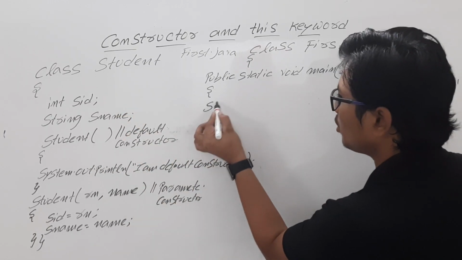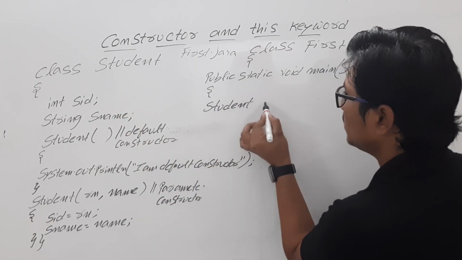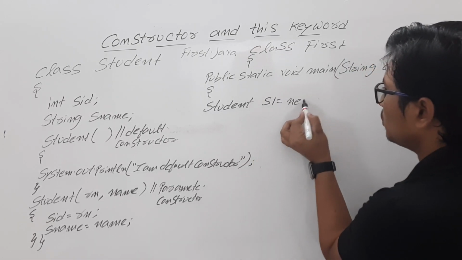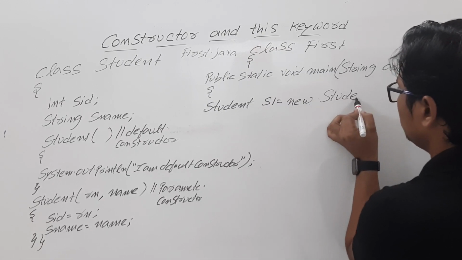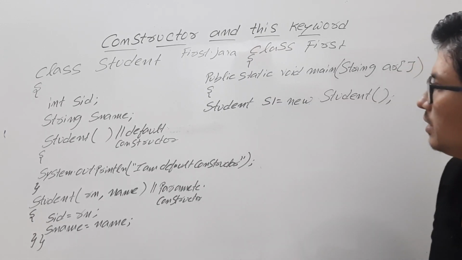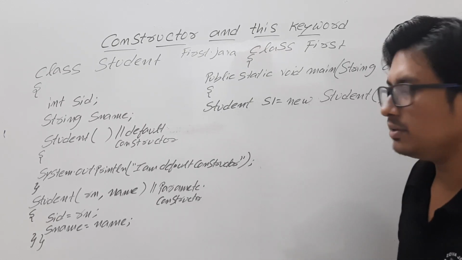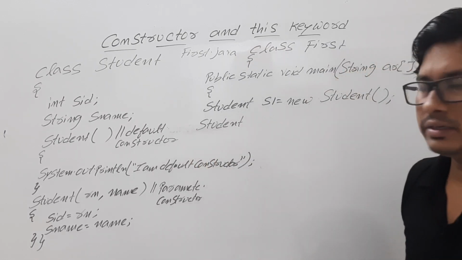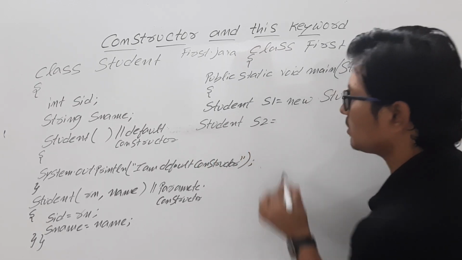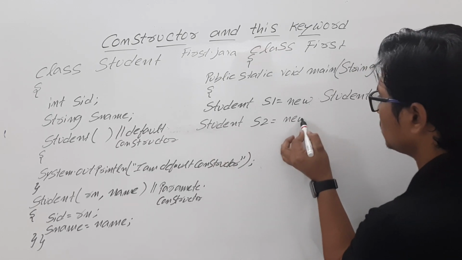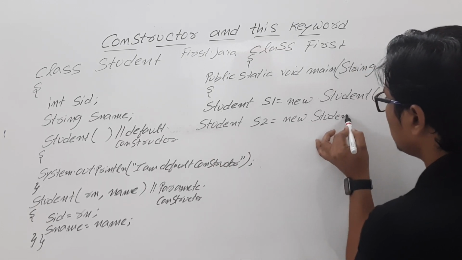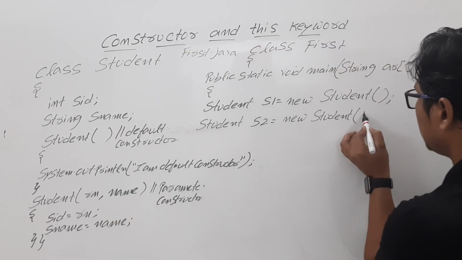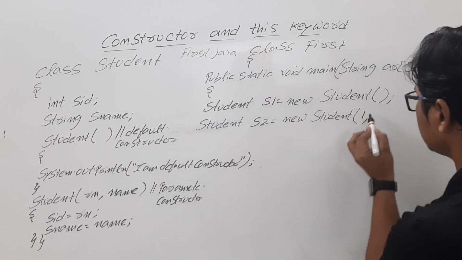So how can you create an object? You need to have the class name, then the variable name, and then new class name. Then what will happen, I will discuss with you. Then I will create another object called S2 for the same class Student. So I will write Student S2 is equal to new Student. Now I will pass the one and the name as Jagadish.